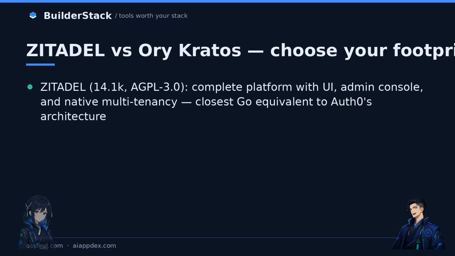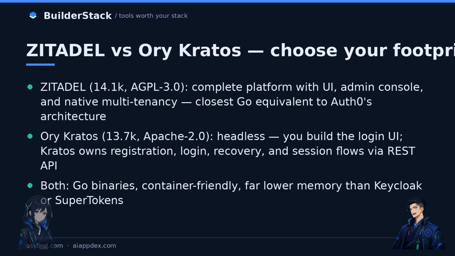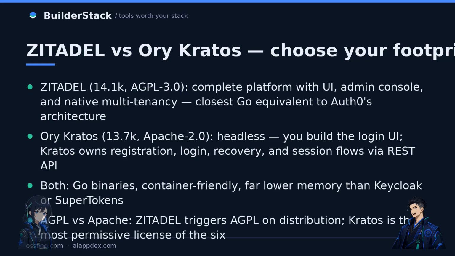The 2 Go-native options, ZITADEL and Ory Kratos, share a cloud-native architecture and a low memory footprint compared to the Java projects. The structural difference is all about how much UI you want to build. ZITADEL is a complete identity platform. It has its own admin console, a user portal, and multi-tenancy built into the core data model. Kratos is deliberately headless. It owns the identity state machine and exposes everything as REST APIs, expecting you to build whatever login UI your product requires.